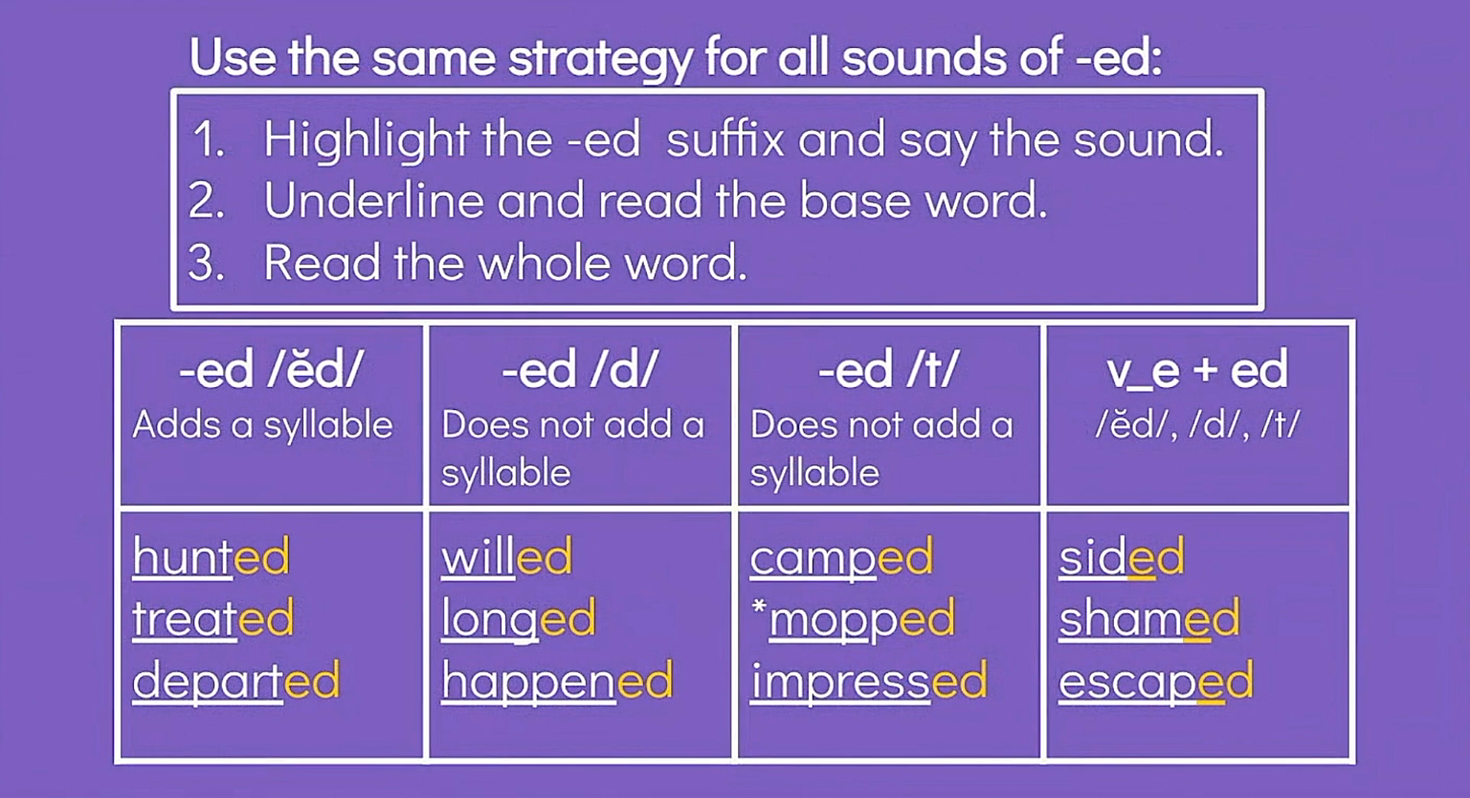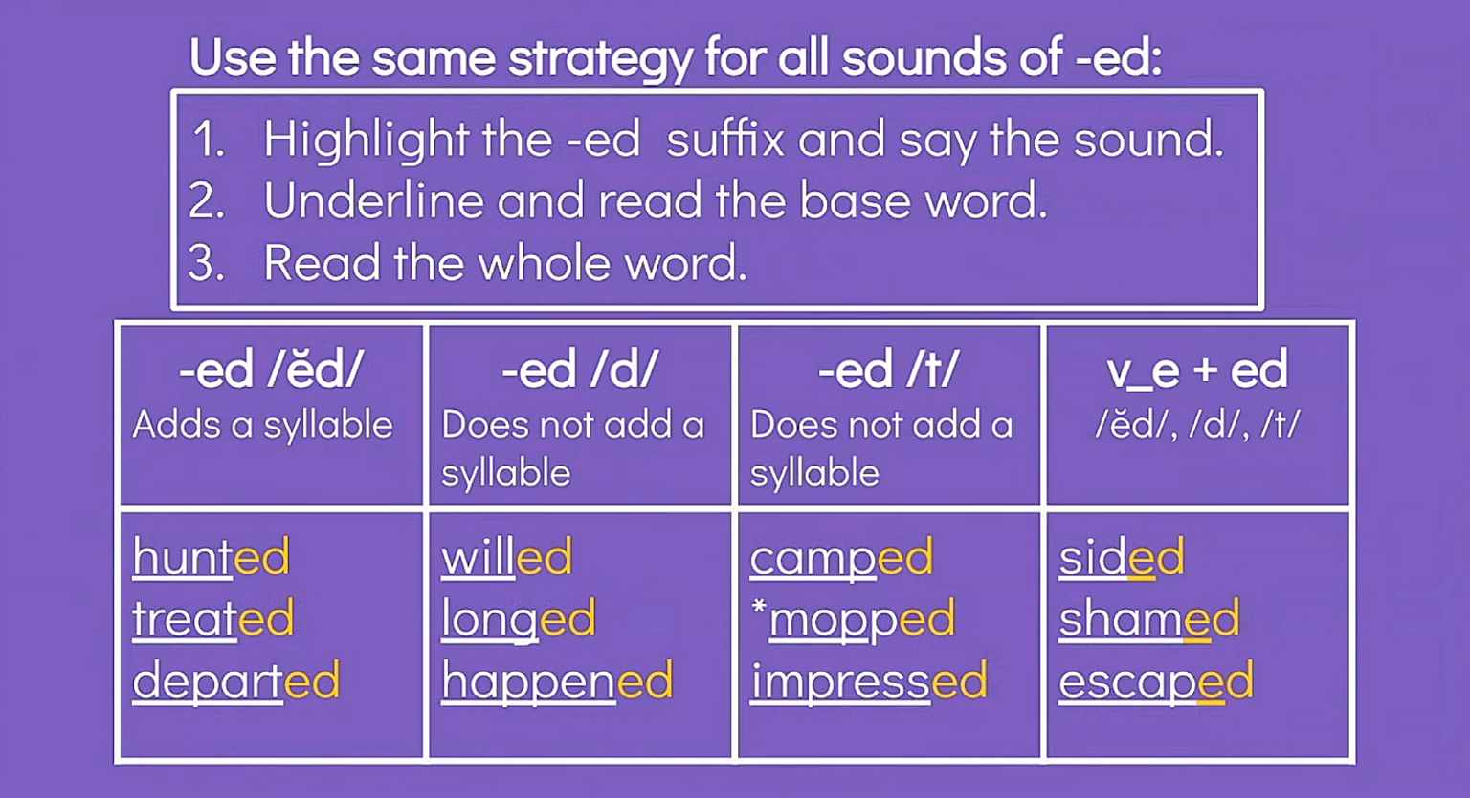In order to read words with the ED suffix correctly, we want students to find the ED suffix and read the base word. So we'll use the same strategy for all three sounds of ED, which is this. One, highlight the ED suffix and say the sound. Two, underline and read the base word. Three, read the whole word.